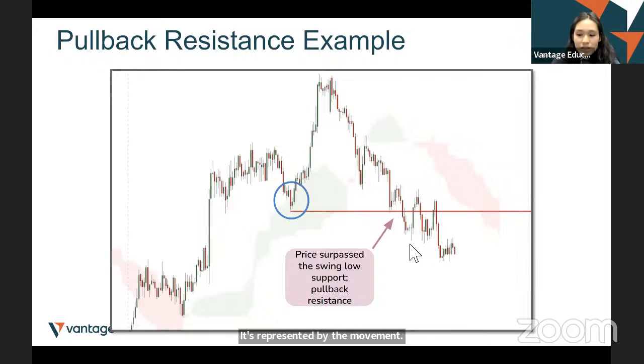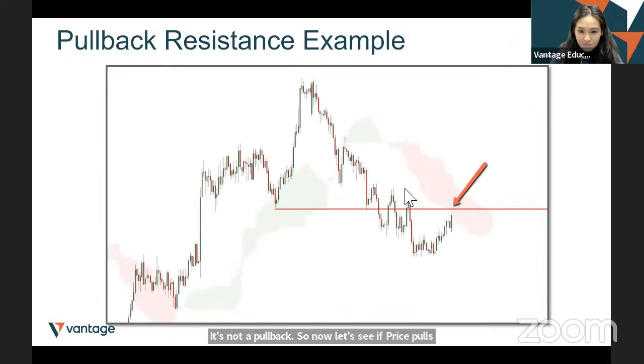Okay, here's another example. We have a significant swing low highlighted by our circle, and thus a possible support level. So as price is now passing the swing low support, it's now a pullback resistance. So now let's see if price pulls back to the resistance level. You can see after that, it did pull back to this same level over here.